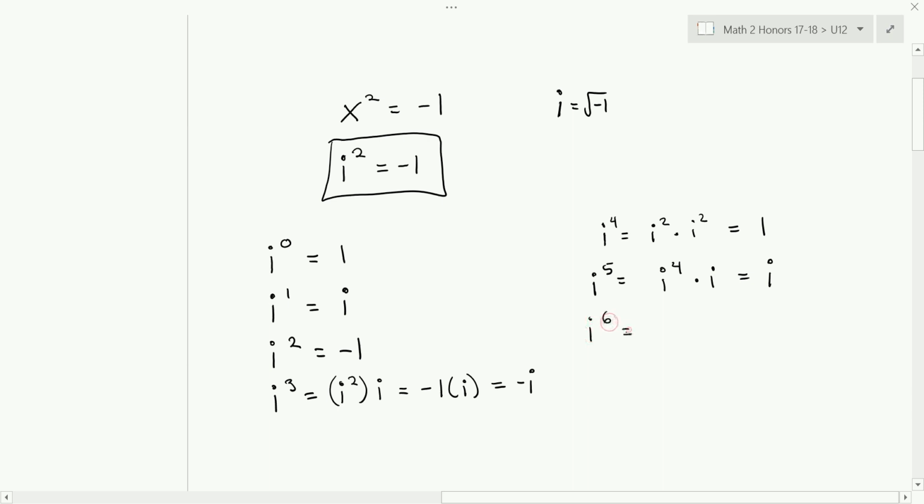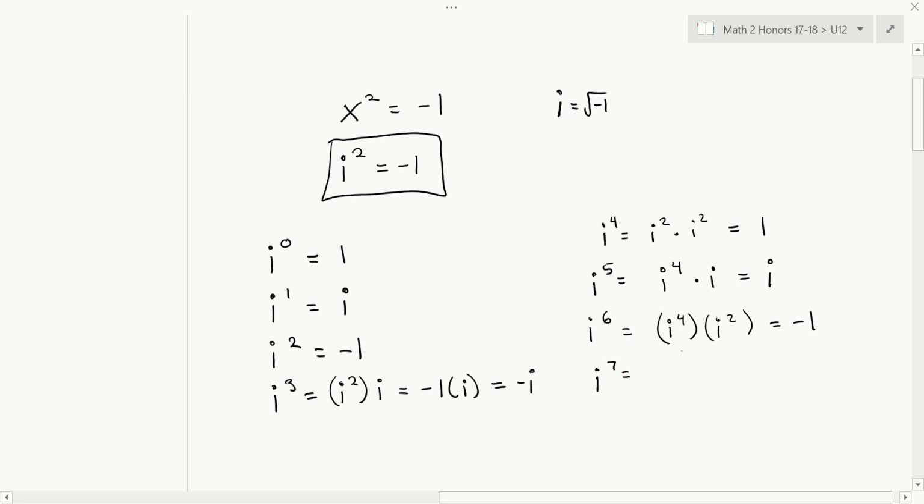But i to the sixth. Hopefully you're starting to see a pattern. That's what we're looking for here, okay? We keep doing this until we see a pattern. What's this one going to be? Negative i or negative 1? I heard both. Negative 1. Why? That's 1, so 1 times negative 1 equals negative 1. Okay. How about i to the 7? Negative i, how do you know? Starting to see a pattern?